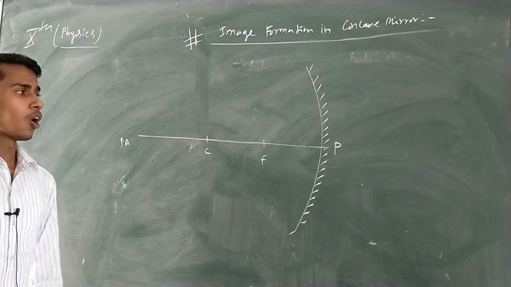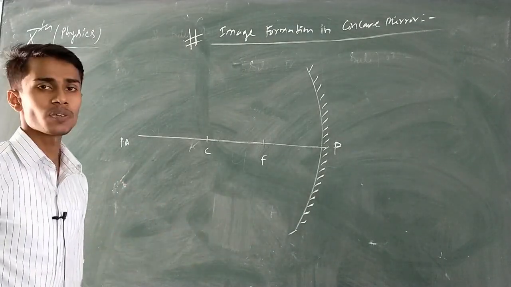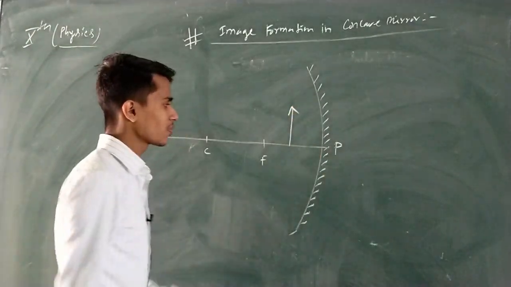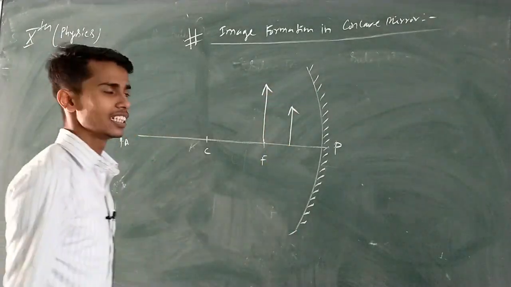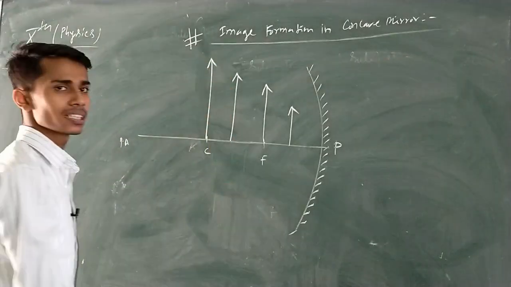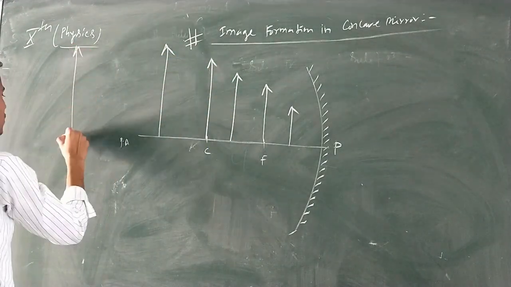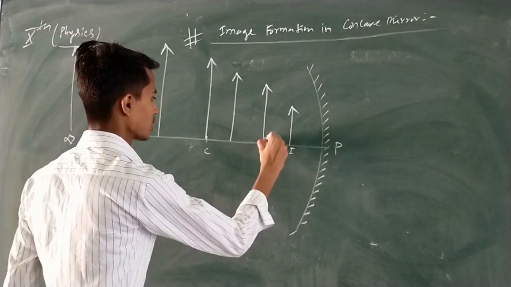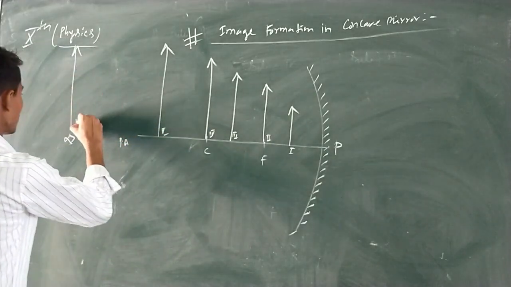Now listen, always an object is placed in front of a concave mirror. Now what could be the possible position of the object? Of course, an object can be placed at any point lying between the pole and focus. Case number 1: the object can be placed at focus. It can be placed between focus and center of curvature. It can be placed at the center of curvature. It can be placed beyond the center of curvature, and it can be placed far apart from the mirror, i.e. at infinity. What are the possible cases? Case 1, case 2, case 3, case 4, case 5, and lastly case 6.